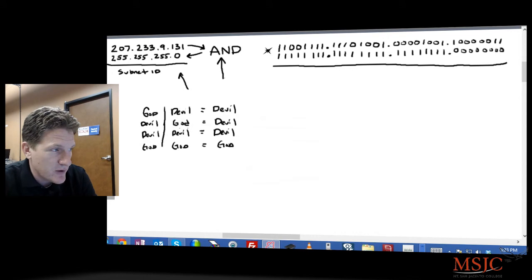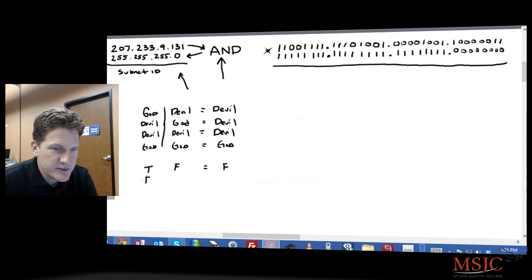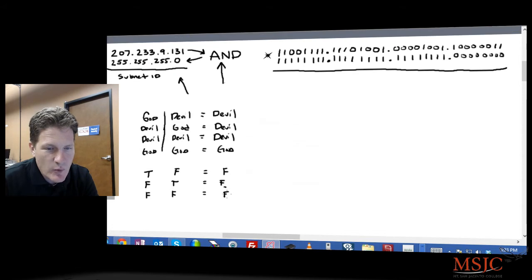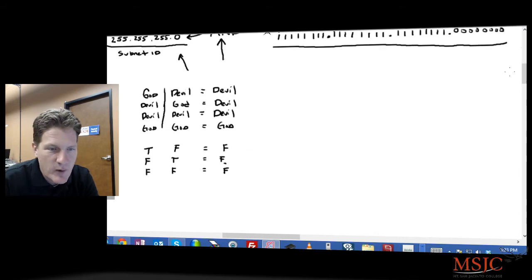Well, how could we convert this to a simple formula, right? Well, we could say, okay, God is truth. So truth and falsity equals false. A false and a truth equals false. A false and a false equals false, right? No way around it, right? That's just the way it works. And then if you have a truth and a truth, then that is true, right?